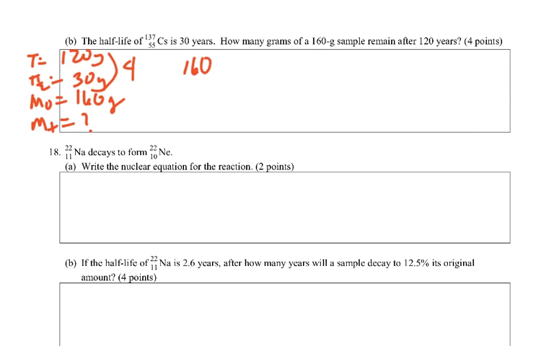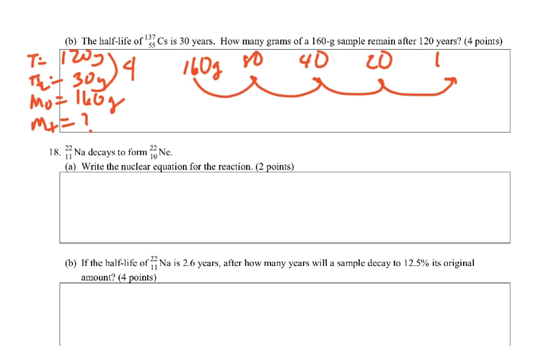So starting with 160 grams, we're going to reduce it by half 4 times. So we're going to go down to 80, down to 40, down to 20, down to 10. So we're going to have 10 grams left after 120 years.